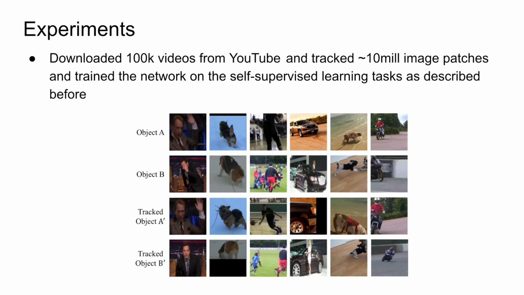We now move on to their experiments and results. First, in order to create the similarity graph, they downloaded 100,000 videos from YouTube and tracked around 10 million image patches to pre-train their network on the self-supervised learning tasks as described in the previous 2 papers. Then, they constructed their graph as explained and used their results for many different target tasks.